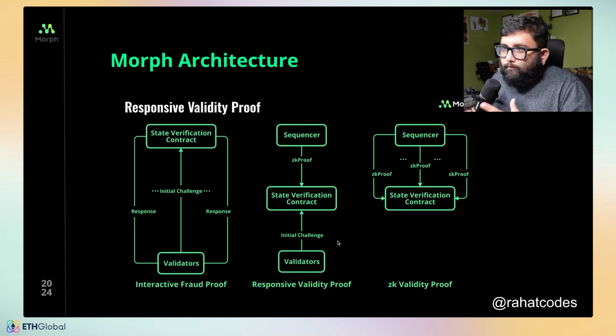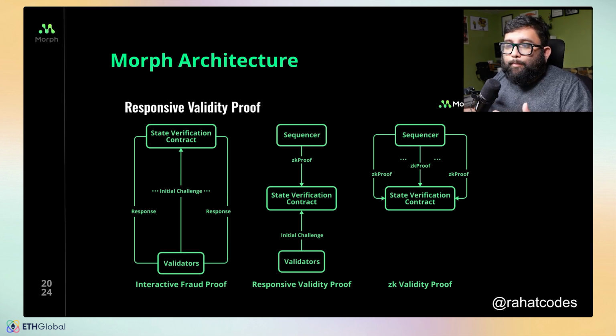So what are these different types of proofs, right? First, let's take a look at the interactive fraud proofs. Fraud proofs are what are generally used by optimistic rollups. So we assume all the transactions optimistically are fine, non-fraudulent. But in the case that there might be some fraudulent activity, a validator can come in and initiate a challenge against a state verification contract to prove or disprove the validity of a specific transaction.